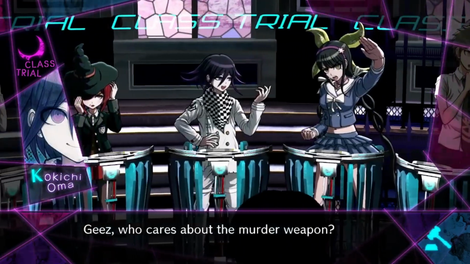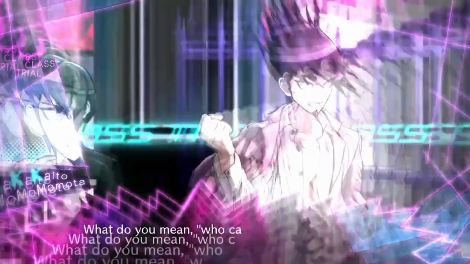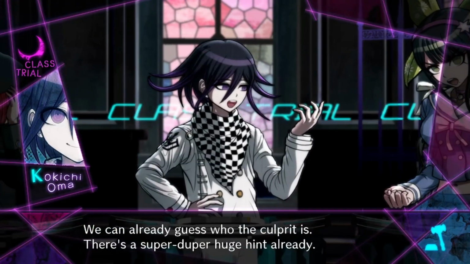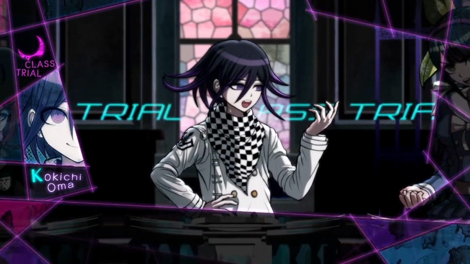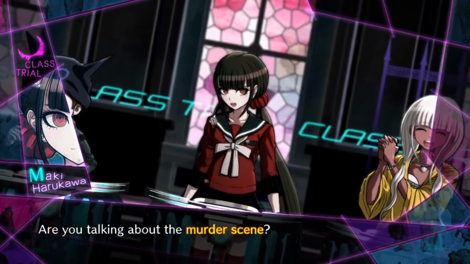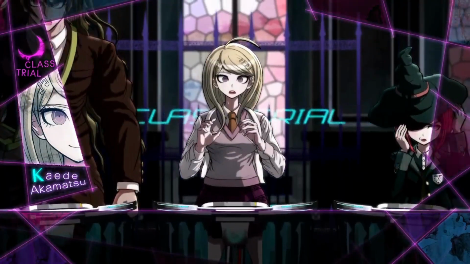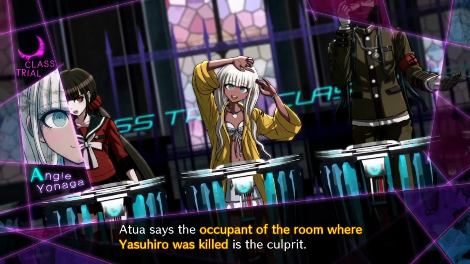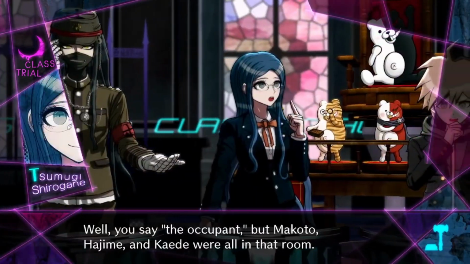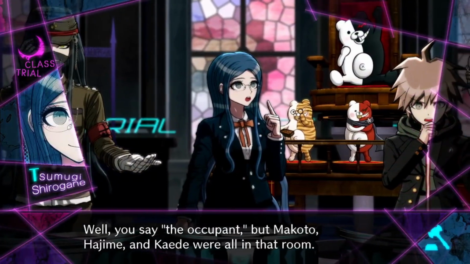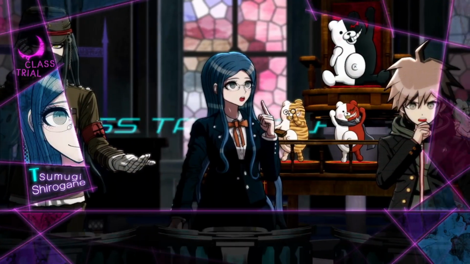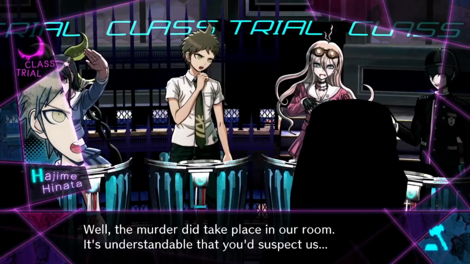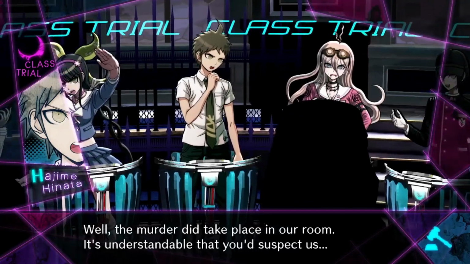Jeez, who cares about the murder weapon? What do you mean, who cares? We can already guess who the culprit is. There's a super duper huge hint already. Are you talking about the murder scene? What? Atua says the occupant of the room where Yasuhiro was killed is the culprit. Well, you say the occupant, but Makoto, Hajime, and Kaede were all in that room. Exactly. Wait, you're suspecting us? Well, the murder did take place in our room. It's understandable that you'd suspect. You're surprised about that?